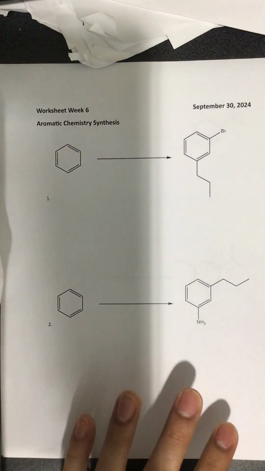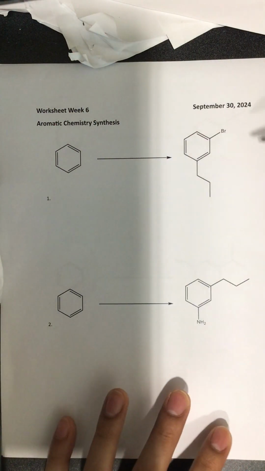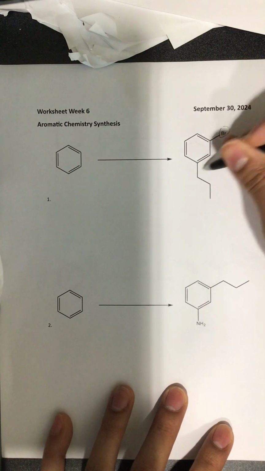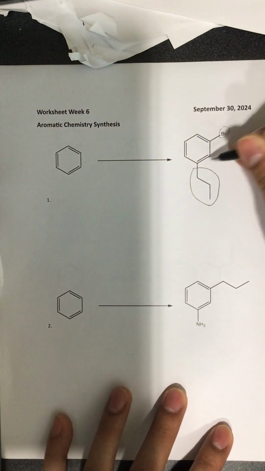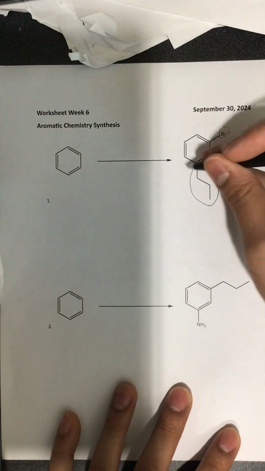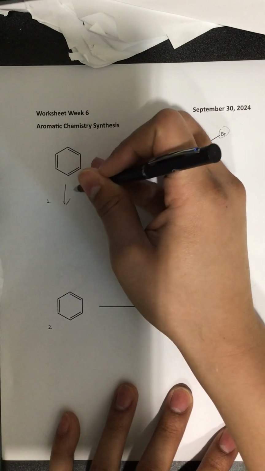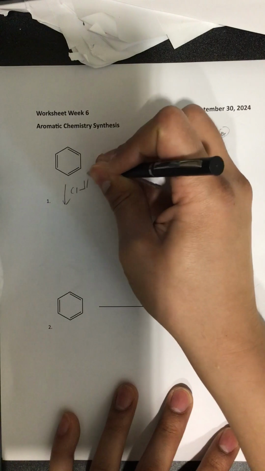All right, this is the answer key to week 6 worksheet. So for this one, we got 2 ortho-para directors on our ring, and you got to put them on one at a time, and they're meta to each other. So the first thing we got to do is we have to do Friedel-Crafts acylation.